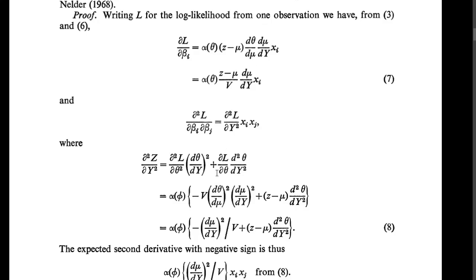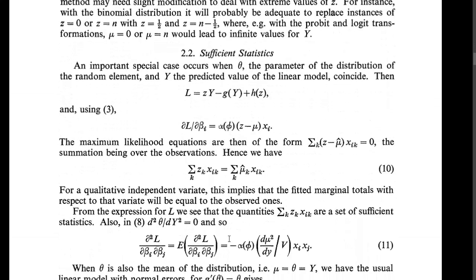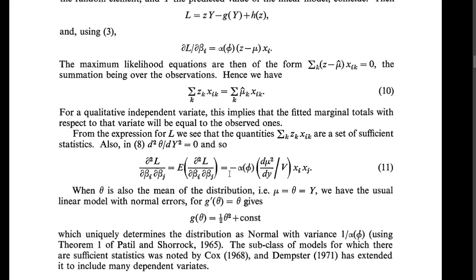So let me scroll back down to equation 11 right here. We see that I have this piece and I have this piece, but I don't have this center piece. So the center piece, actually, let me go back up here. Under equation 8, it says the expected second derivative with negative sign is thus this. So that means the negative sign should be here, and the expected second derivative equals this, which is exactly what equation 11 says.